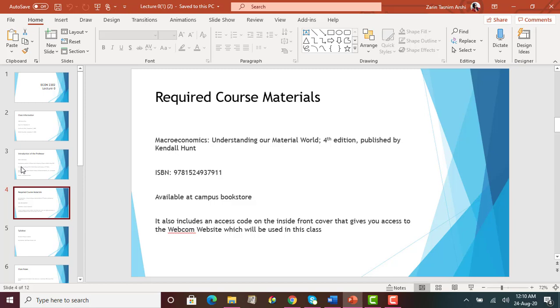The required book for this class is Macroeconomics: Understanding Our Material World, 4th edition. The ISBN number is given. This book is available at your bookstore in Richland. But also, in the email that I sent out, I included instructions on how you can pay and access this book online. I also uploaded the instructions on eCampus for your simplicity.